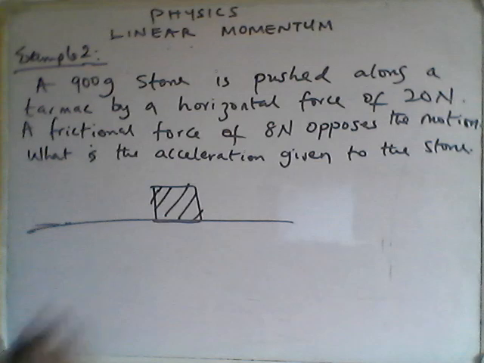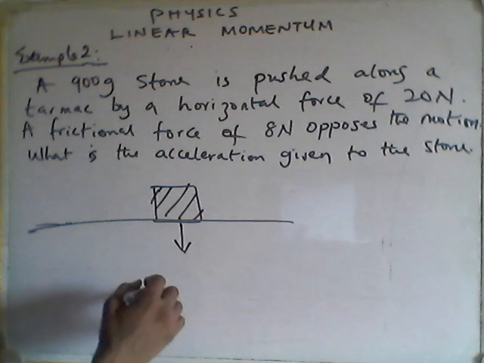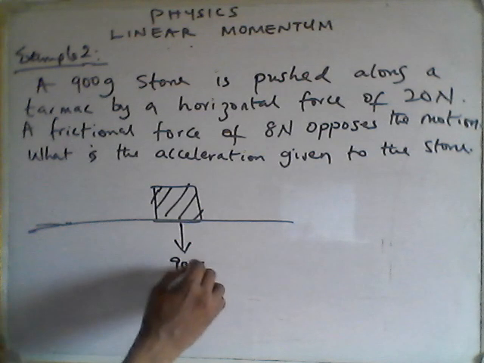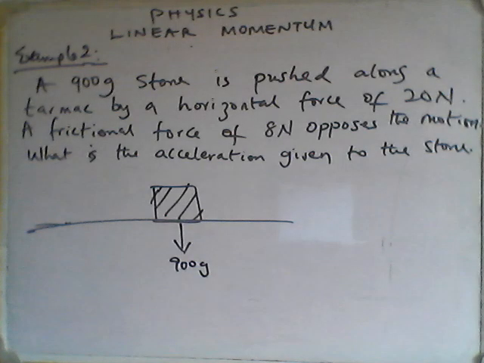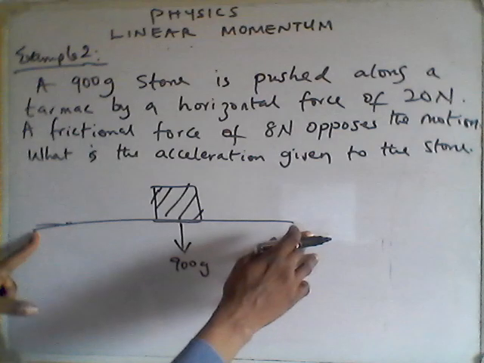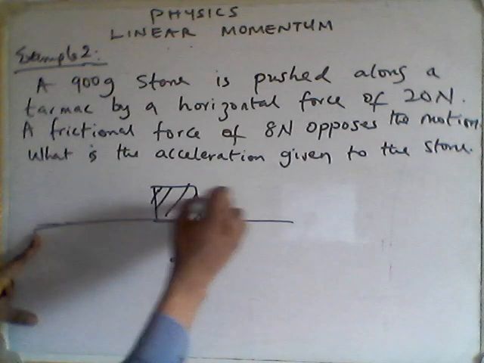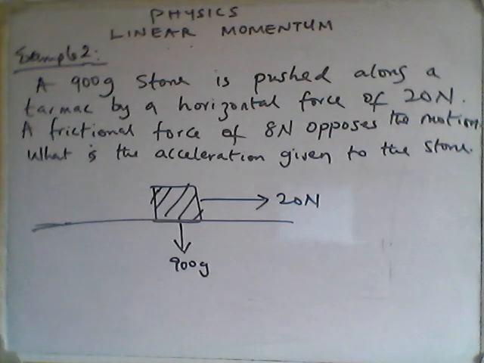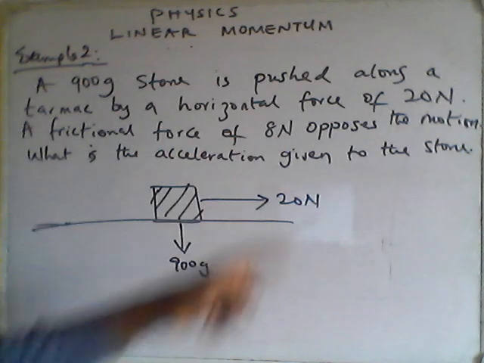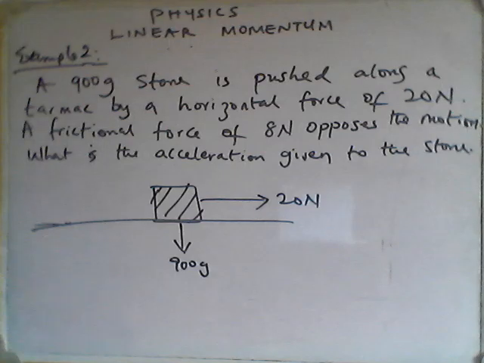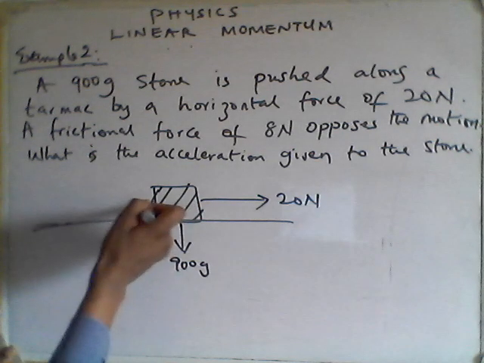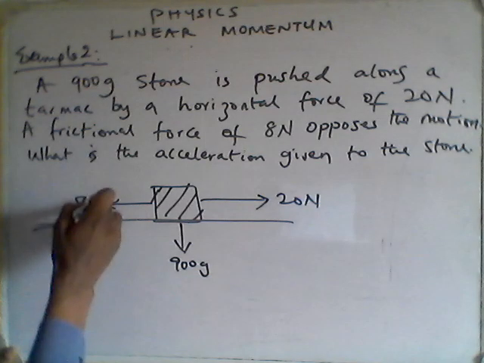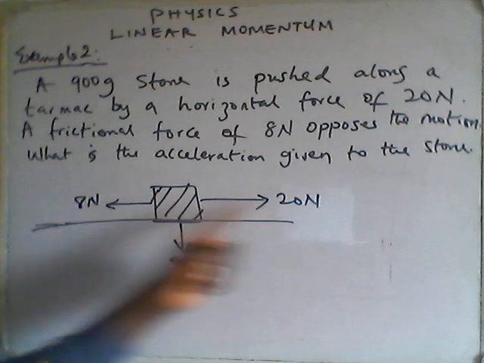So this is the stone. The stone's mass is 900 grams, and it is being pushed on the tarmac. This surface is the tarmac, by a horizontal force. So this is another force here, horizontal. This force is pushing it this way. A frictional force of 8 Newton opposes the motion. So where will this frictional force be acting? It will be acting opposite this one. It's going this way. So it gives you a sense of this one opposing this one.